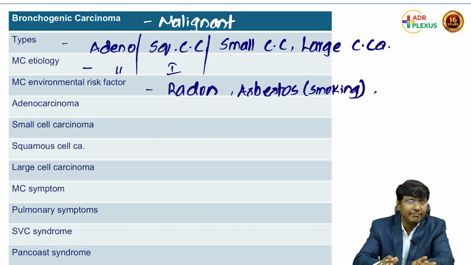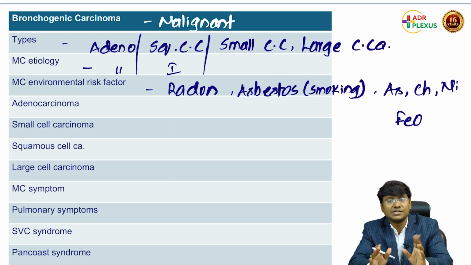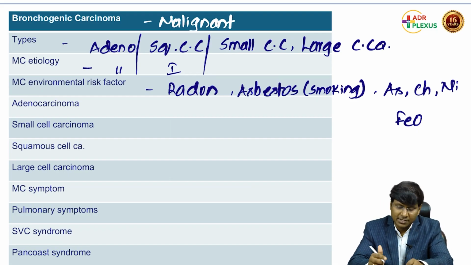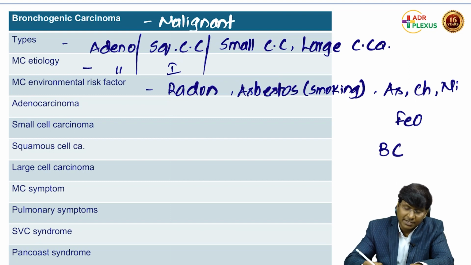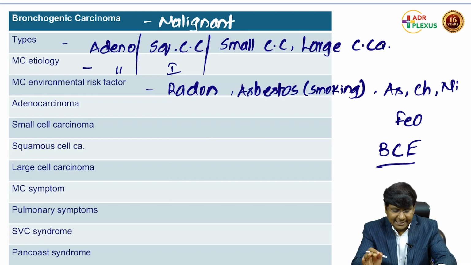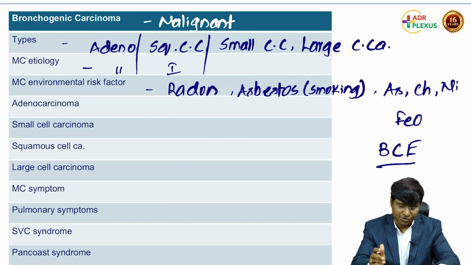Then next is the metals. Metals like the arsenic, metals like the chromium, metals like nickel, metals like the iron oxide can also cause the development of bronchogenic carcinoma. And we have an industrial carcinogen, and this industrial carcinogen is bischloromethyl ether, right? Bischloromethyl ether. So these are the various etiologies that will be causing bronchogenic carcinoma.